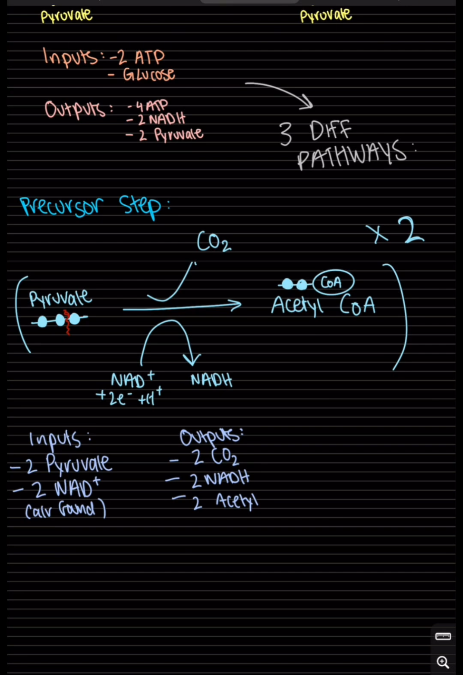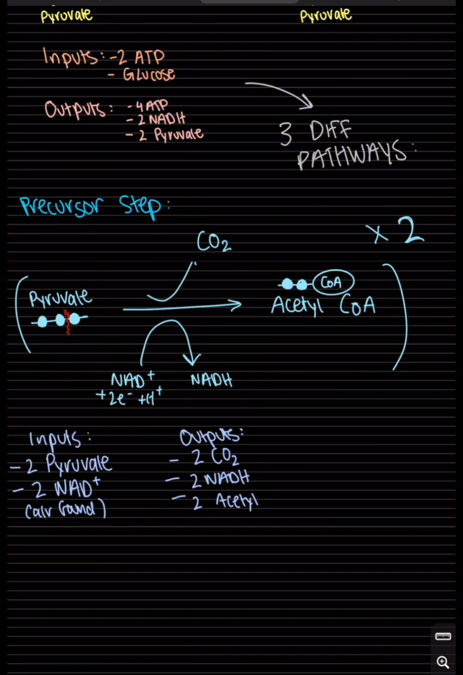So this is aerobic. This is a part of one of the steps in aerobic cellular respiration. This is called the precursor step. It's also called pyruvate decarboxylation. You don't have to know that, but it's just the precursor step. And not a lot of places talk about this, so I'm gonna talk about it now.